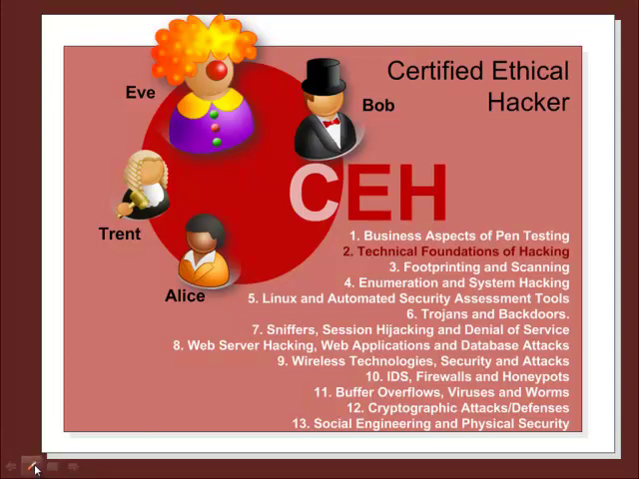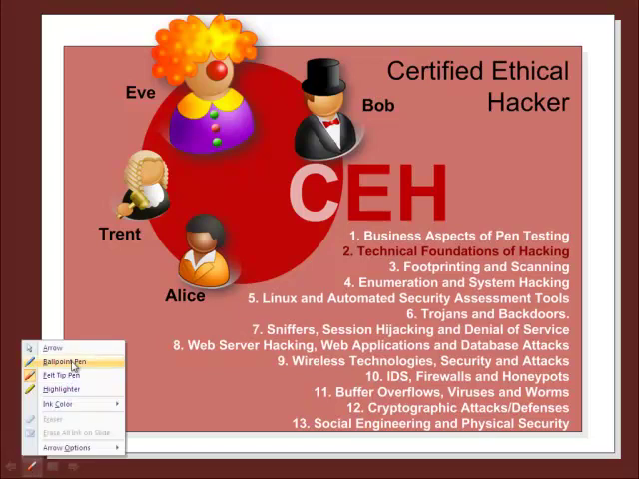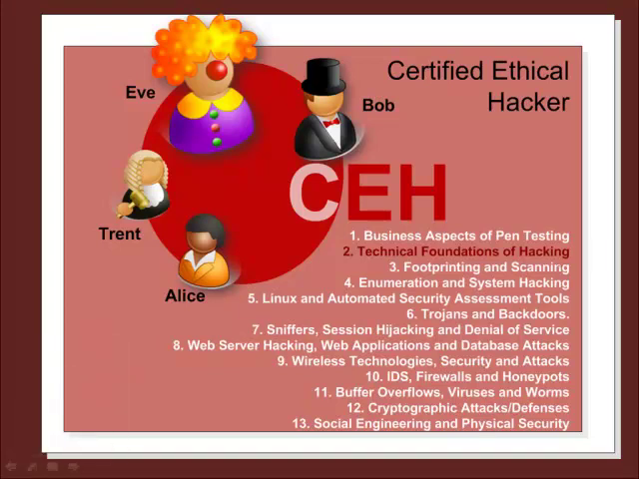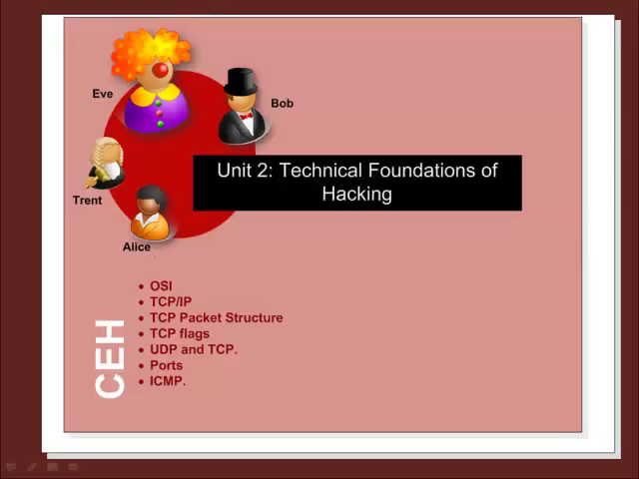Right, so this is the second unit within the Certified Ethical Hacker certification, and we're going to look at the technical foundations of hacking. So the main things that are covered in this presentation will be the OSI 7-layer model. We'll have a look at TCP/IP and Ethernet, and also looking at ARP.